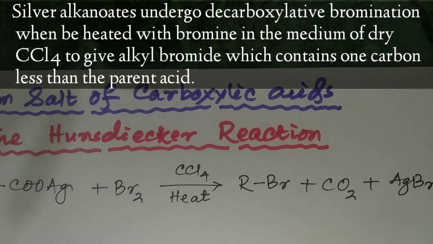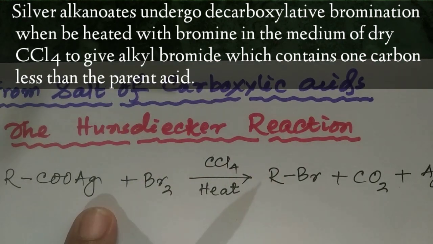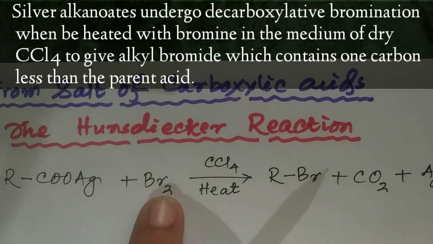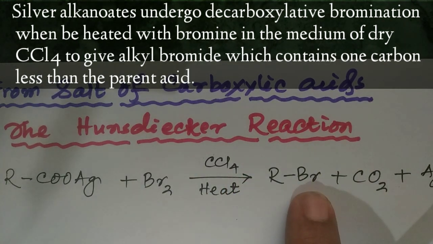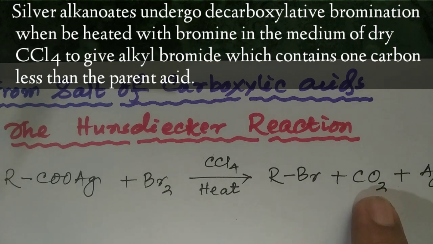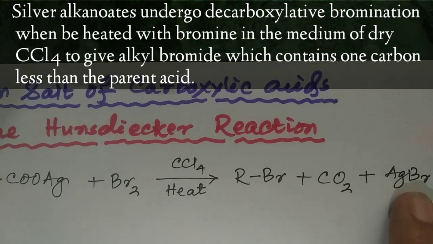Okay, so this is your complete reaction. RCOOAg, silver salt of carboxylic acid, when heated with bromine in the medium of carbon tetrachloride, we will get alkyl bromide along with the release of carbon dioxide gas and the formation of silver bromide.